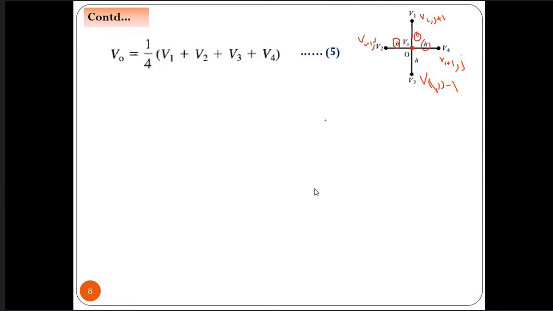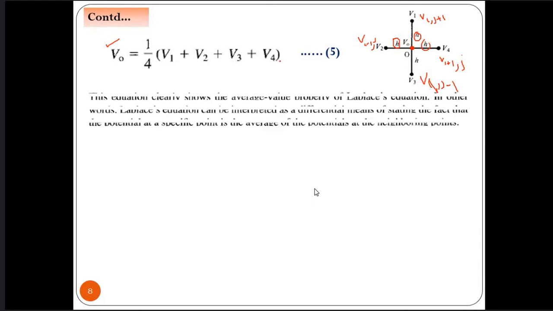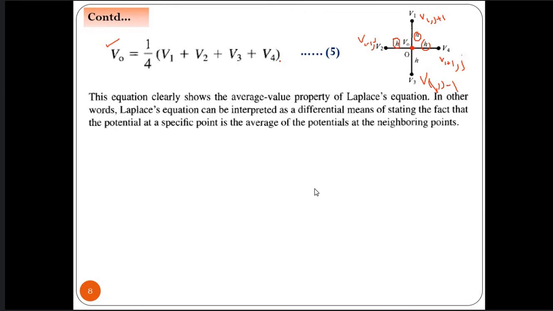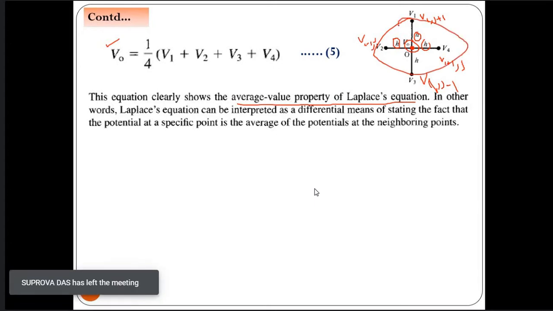So the corresponding equation 4 can be written in this particular form: v0 equal to 1/4 of v1 plus v2 plus v3 plus v4. So it is clearly showing the average value property of the Laplace equations. That means the potential at a particular point will be the average of the potential of all 4 neighboring nodes that are directly connected with the corresponding node.